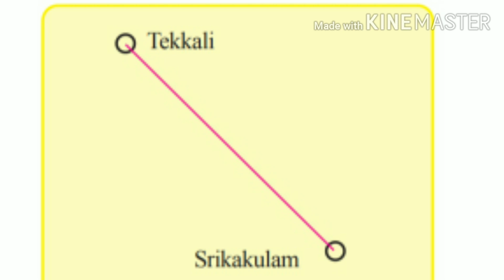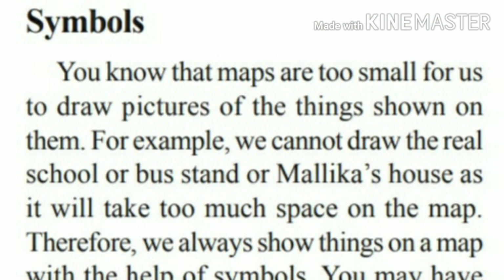Okay children, now come to the symbols. What are symbols? Things shown on a map are called symbols. Some common symbols are called conventional symbols. You know that maps are too small for us to draw a picture of the things or show them. For example, we can't draw a real school or a bus stand or house.